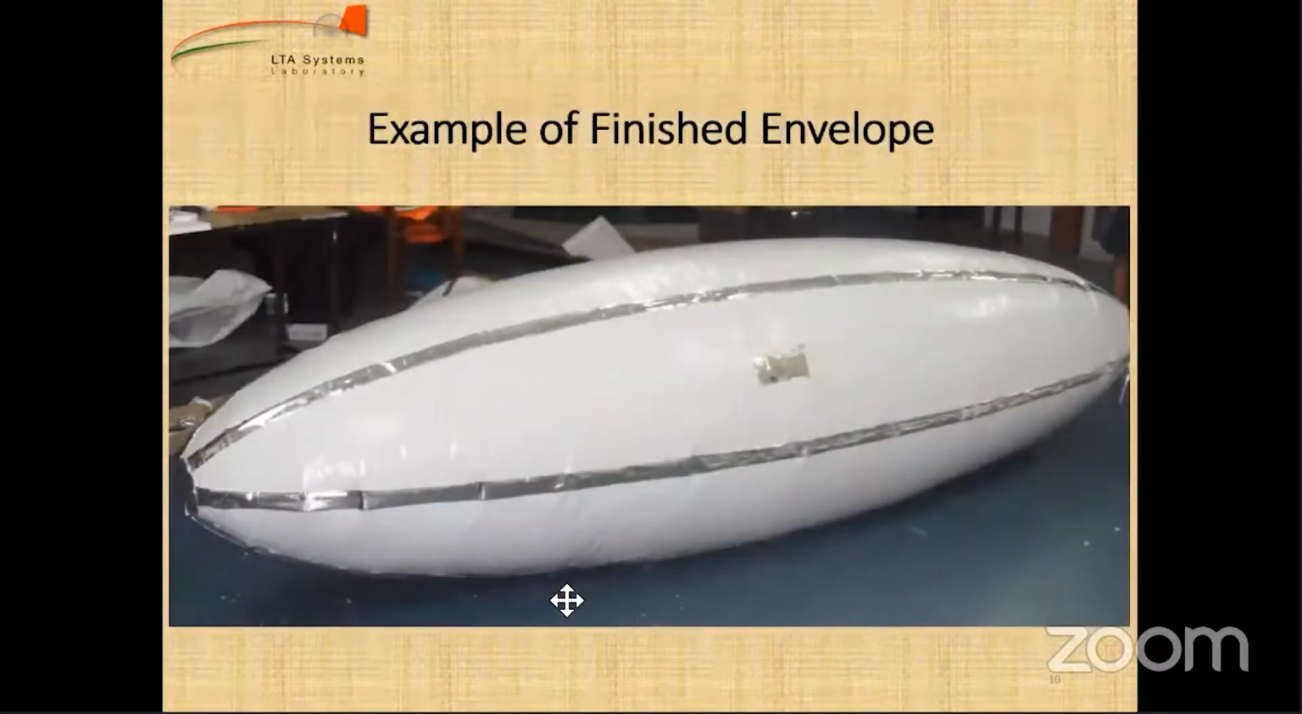This is an example of a finished envelope, and you can see there are some patches there, and some extra allowances for finishing it. There will be a backside, and there will be a vent for filling the gas. These are the things we account for by adding that 1.15.